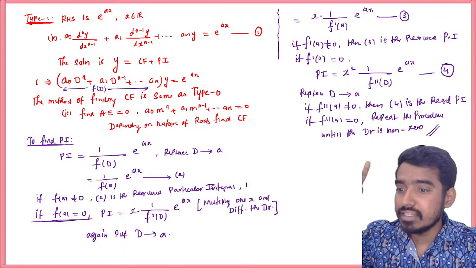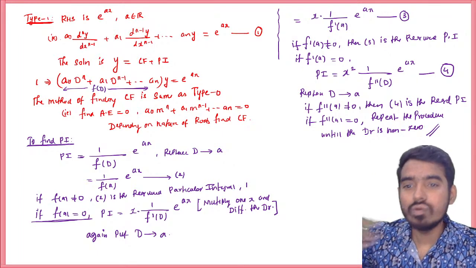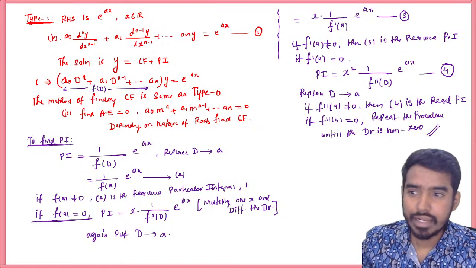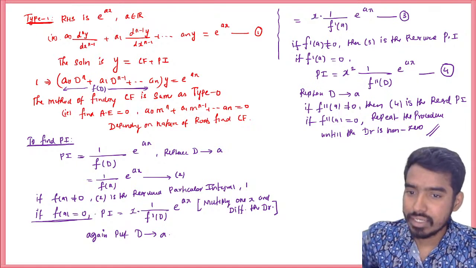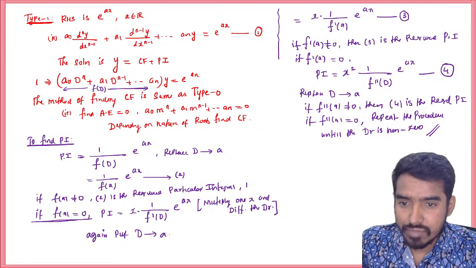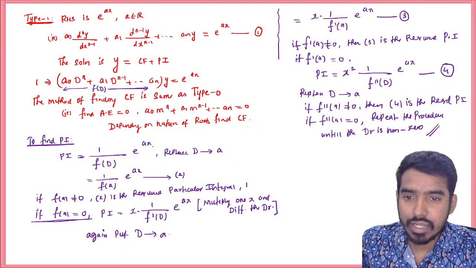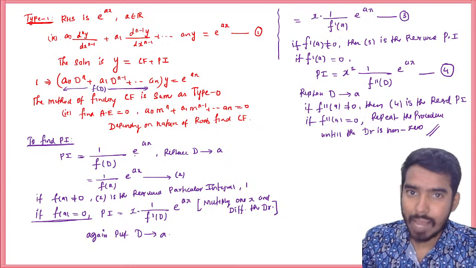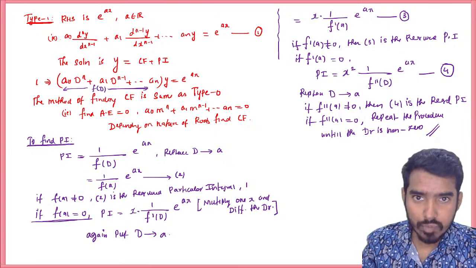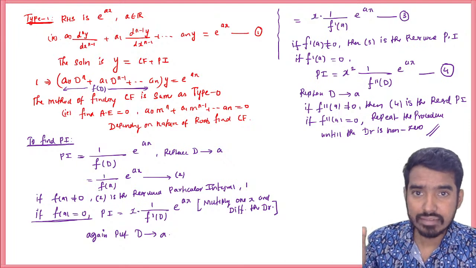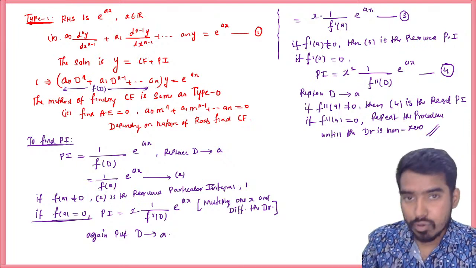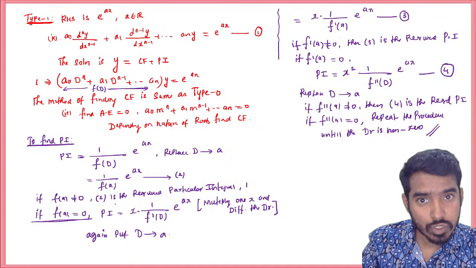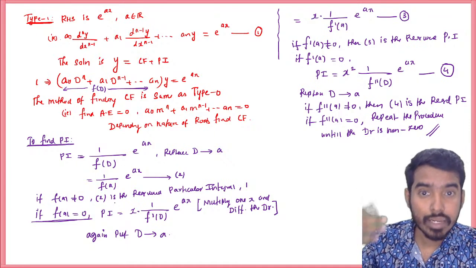If you understand this single slide, then you can do any problem in type 1. Is it clear up to now? The only thing is, for the particular integral you need to start from here: 1 by f of d e power ax. You put d equal to a. If this is non-zero, the problem is over. If it is zero, multiply by x and differentiate the denominator. Again put d equal to a. If it is non-zero, that is the required particular integral.